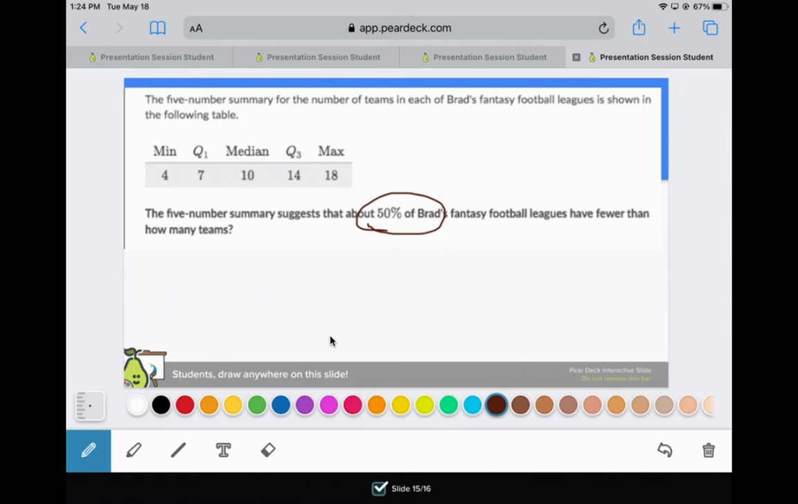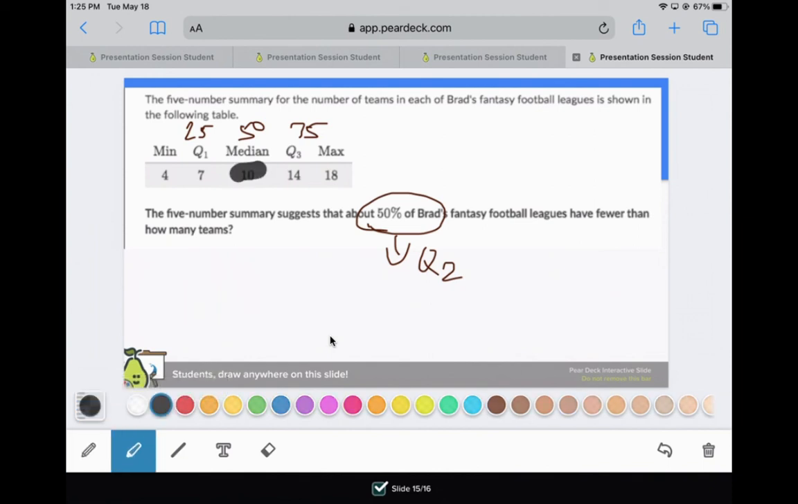Think about Q1 as a quarter, so 25%, 50%, and 75%. So the answer for this one is about 50%, which implies we need to look at Q2. So that's 10 or less. Okay, the 5 number summary suggests 10 or less. So that's the value that we're going to look at, 10. All right. Let's see, we have another one.